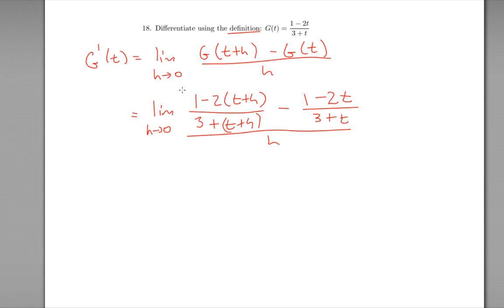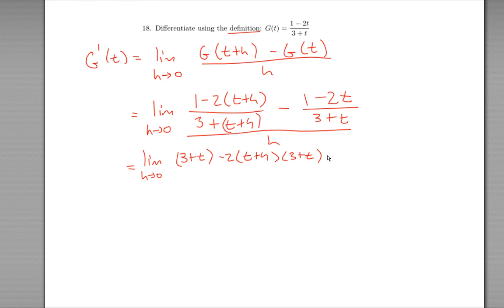Alright, so now we have some work to do. So let's stick these two things together using a common denominator. So we have the limit as h goes to 0 of, we're going to multiply the top by 3 plus t. So we have 3 plus t minus 2t plus h, 3 plus t. Okay, so that's the first term.